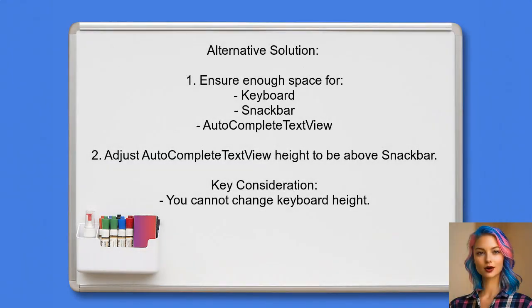An alternative solution suggests considering the layout of your components. The user points out that there needs to be enough space for the keyboard, snack bar, and autocomplete text view. Since you can't change the keyboard height, you should adjust the height of the autocomplete text view to ensure it appears above the snack bar.